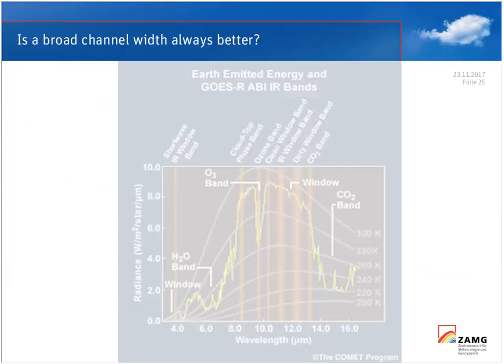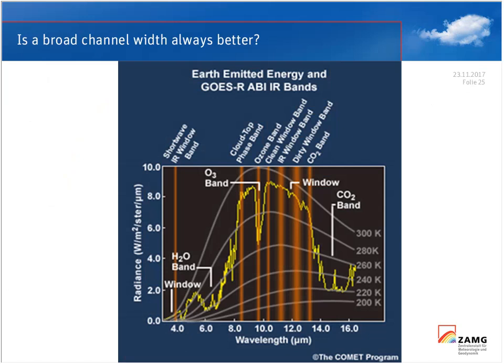So the question is, is a broad channel width always better? In the case of the 3.9 micrometer channel, it seems that the broader channel is better for the instrument. It gets more energy and can better resolve the temperature. But what you can see here in this graphic is, again, the ideal curve of the Planck black body curve of the Earth, 300 hectopascal, 300 Kelvin, excuse me. And then you have the real emitted radiation here in yellow to this curve.